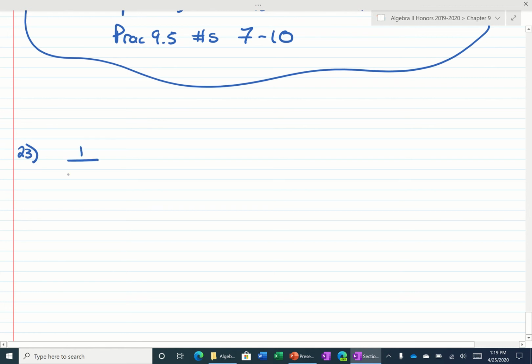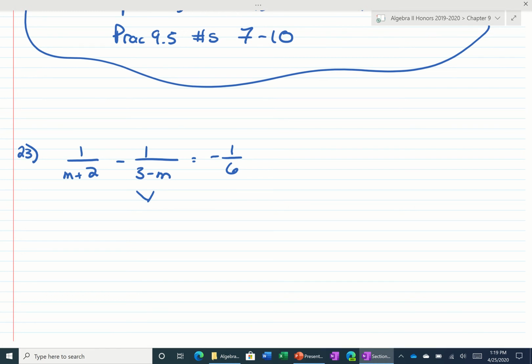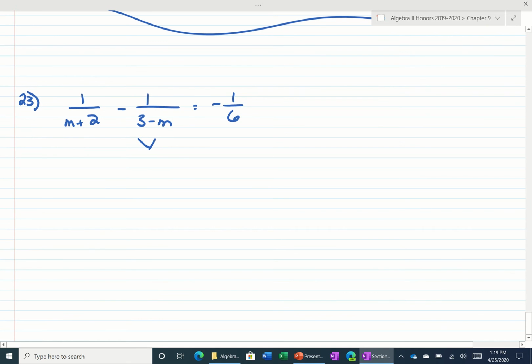23 says 1 over m plus 2 minus 1 over 3 minus m is equal to negative 1 over 6. Now for this, we've seen these kind of problems before, where if a denominator looks like it's switched, if we switch it back, we could factor out a negative 1. So that's what I'm going to do. One way we could do this is we could use the LCD of m plus 2 times 3 minus m. There's nothing wrong with that, and that's probably the way most of you did it.